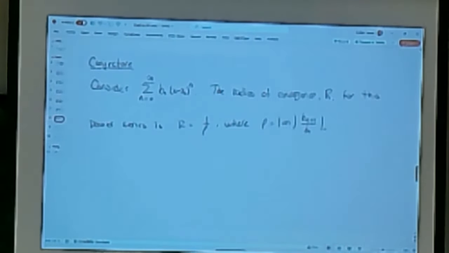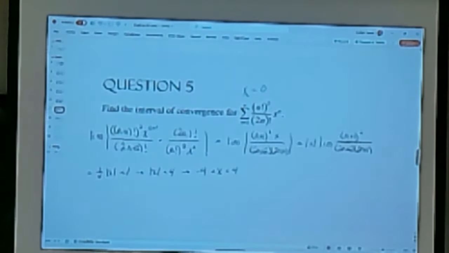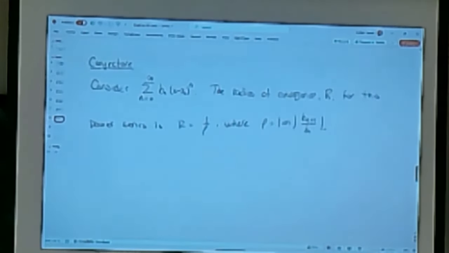By the way, this conjecture is proven. This is true. I'm just not going to prove it. I don't know if I proved it in the video. But this is true. So if all you want is the radius of convergence, that's all I'm asking for, that's how you can find it.